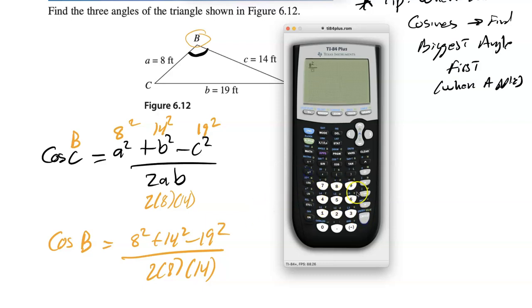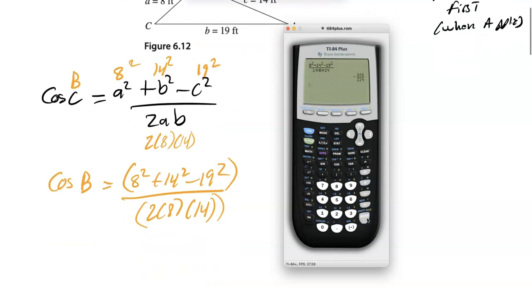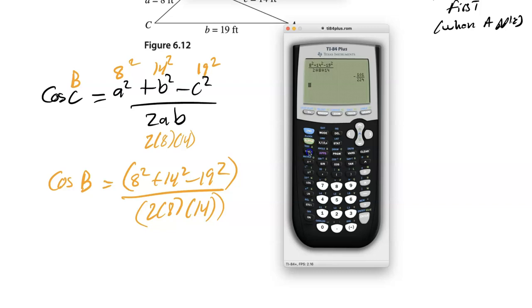8 squared plus 14 squared minus 19 squared. Without that, you just have to make sure you put parentheses around. If you're going to do this without a fraction bar, make sure you put parentheses around the top and the bottom so they know that they're all together. If you put a fraction bar, it makes it a lot easier. 2 times 8 times 14. So I get that. That's weird. Normally they give you a decimal. Either way is fine.